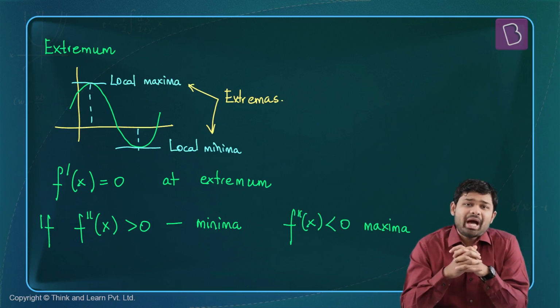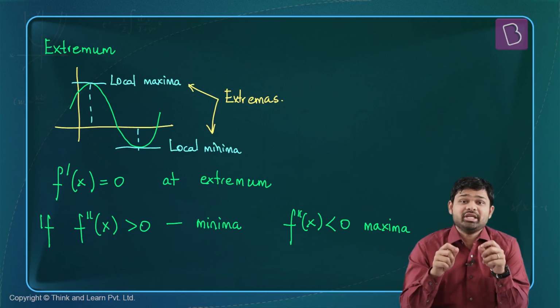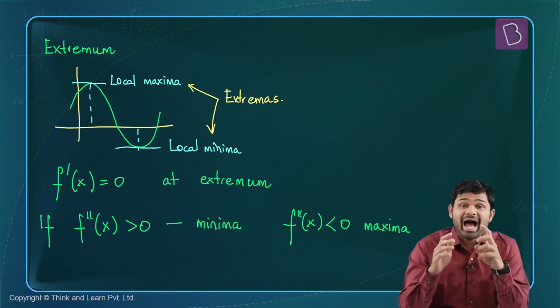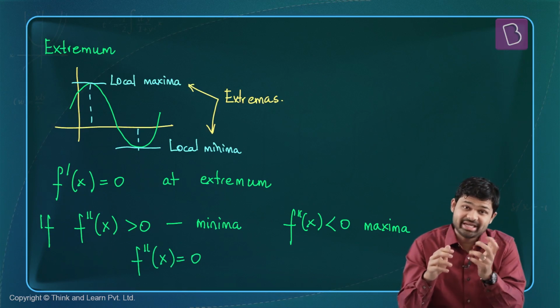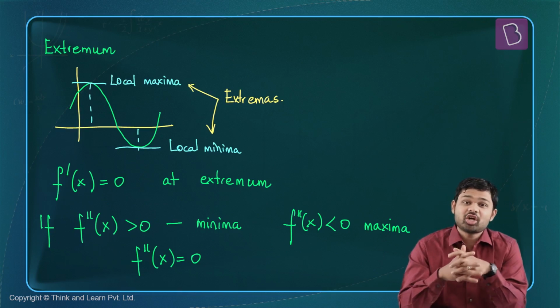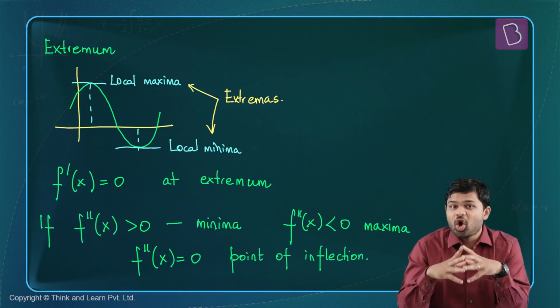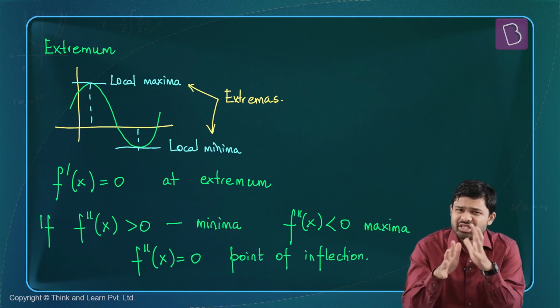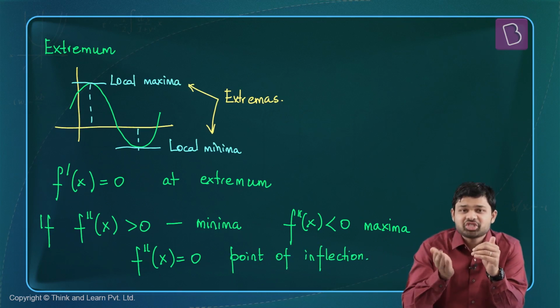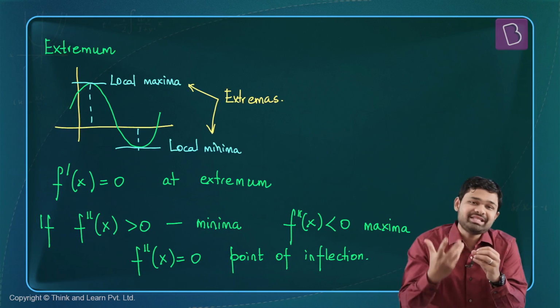But sometimes it so happens that there are critical points where the slope of the tangent to the curve is 0, and we get f double dash, the second derivative, also equal to 0. Such points are called points of inflection, where the curve does not actually change nature from increasing to decreasing, but it just gives us a false sense of changing.